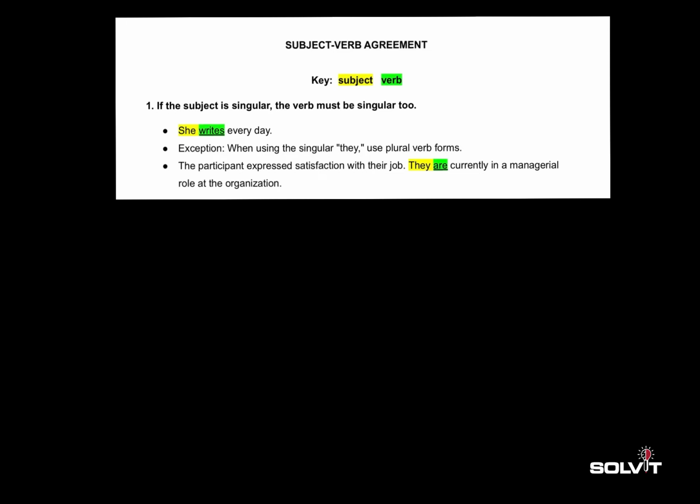And verb, all of us know what a verb is. It's an action word. So the verb is being done by the subject, and those two must be in agreement in a sentence. So let's read the rule once more. If the subject is singular, the verb must be singular too. The subject and the verb must be in agreement. So in the first sentence, as you can see, she, which is the subject, is singular, and so is the verb. The verb is writes, which is singular. If it was plural, it would be write. The singular form is writes.